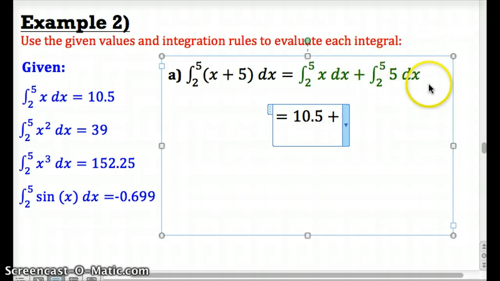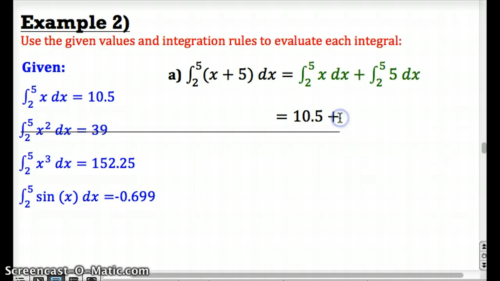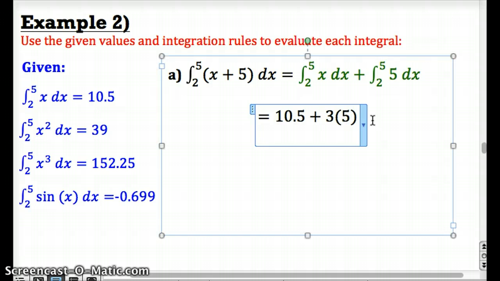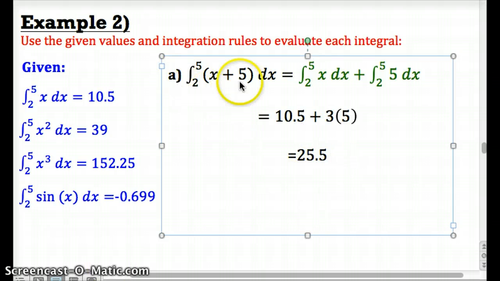Now, I really just need to know what the second integral is. This one's not given to me, but think back a couple days. Think about what this would look like. This is the area under the curve y equals 5 from 2 to 5. It's going to be just a rectangle. Y equals 5 is a straight line. And so it's a rectangle that's 5 units high and 3 units wide. In other words, its area should be just 3 times 5, which is a very easy number to calculate. That's just 15. And so 15 plus 10.5 is going to give us a total answer of 25.5. And that's the numerical answer to this integral.